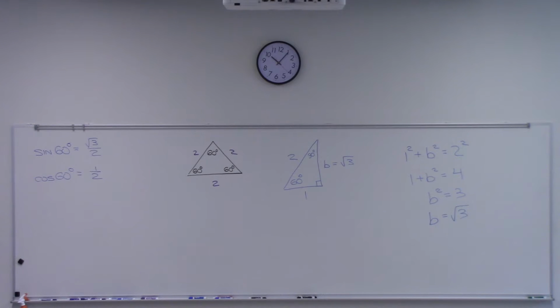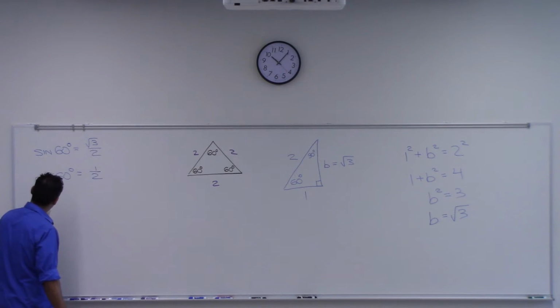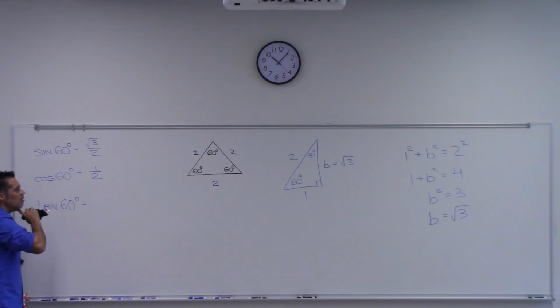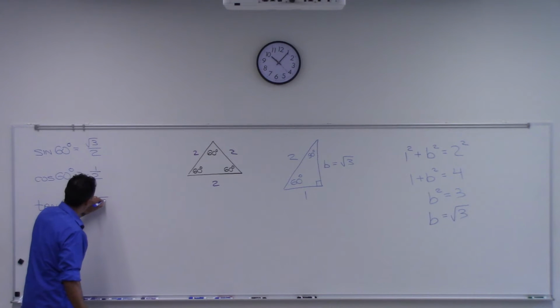And then tangent. Okay, so tangent of 60 degrees is going to require a little bit of work, but let's just go over to our triangle. Oh, wait, no, it's not going to require any work, is it? What is it? It's the square root of 3 over 1, isn't it? Which is just square root of 3. Oh, that's not bad at all.